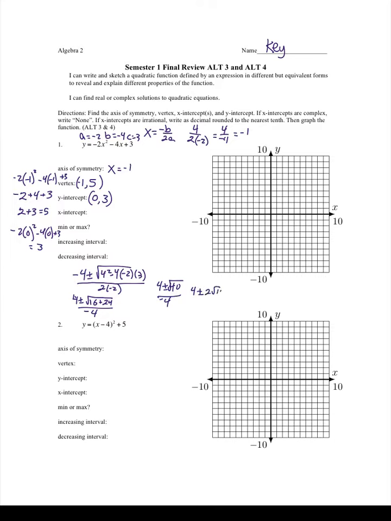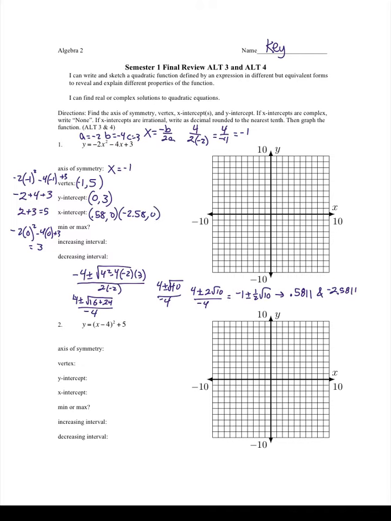We're going to pull out our perfect square factor. That gives us 4 plus or minus 2 times the square root of 10 over negative 4. If we simplify that, we get negative 1 plus or minus 1/2 times the square root of 10. If you calculate that out as a decimal, it's going to come out to 0.5811 and negative 2.5811. We can put those in as our x-intercepts. So our two x-intercepts will be (0.58, 0) and (negative 2.58, 0).